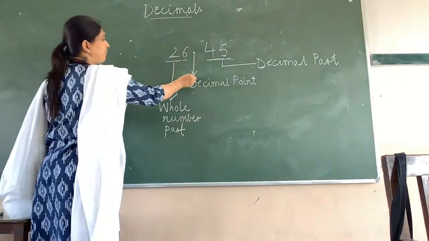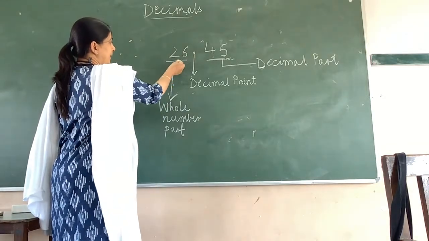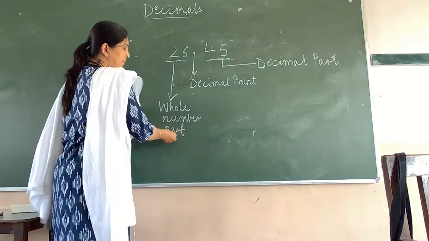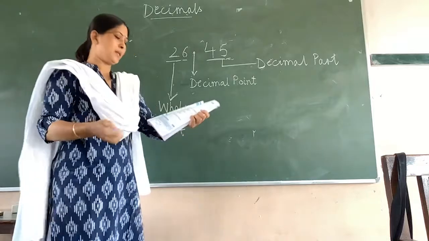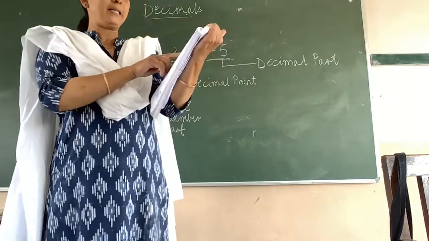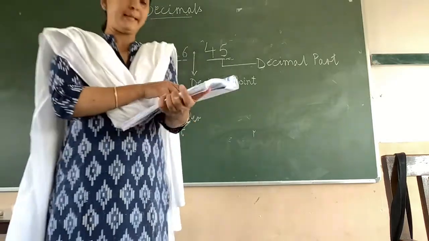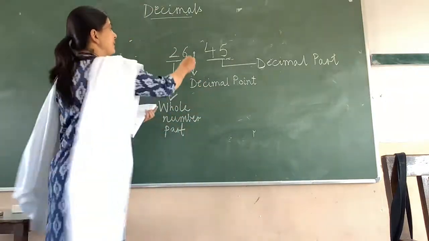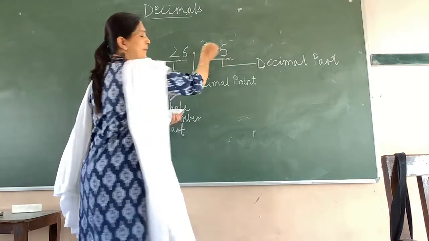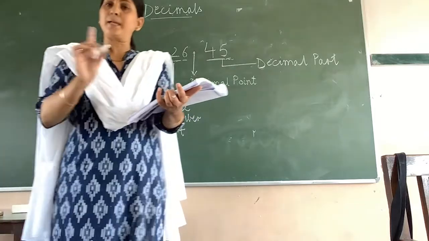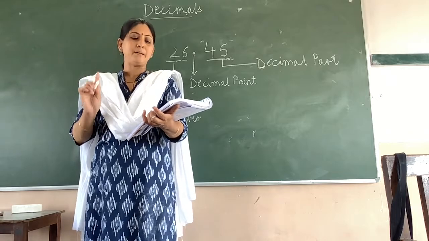Like I showed you this number. You can take any number for instance. You will see that the number written on the left hand side is the whole number part, and the number written on the right hand side of the decimal point is called the decimal part. Children, underline: a decimal has a whole number part and a decimal part. And then the decimal point. This decimal point separates the whole number part and the decimal part. So underline in the book: the decimal point separates the whole number part and the decimal part.